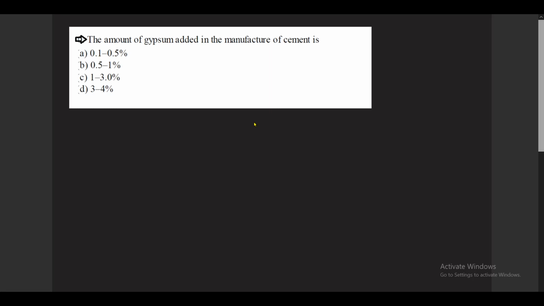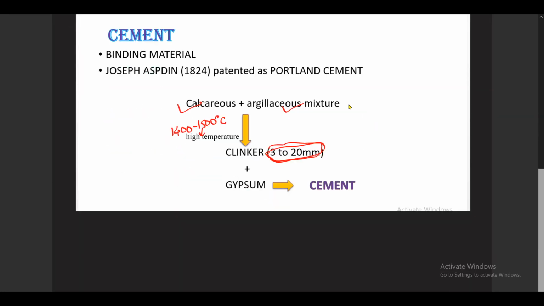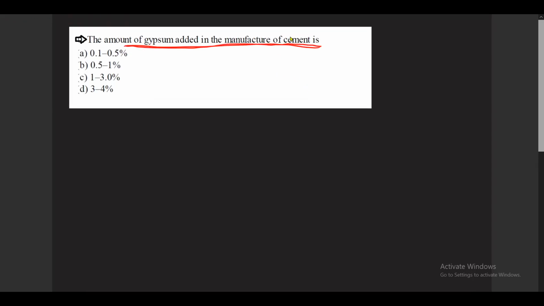Now next, let's move to the next question. The question here is, the amount of gypsum added in the manufacture of cement. I said in the last slide that after the formation of the clinker, they are ground with addition of the gypsum, and this gypsum percentage is up to 4%. So the correct option here is 0.1 to 0.5.